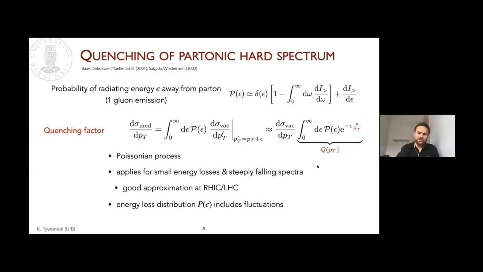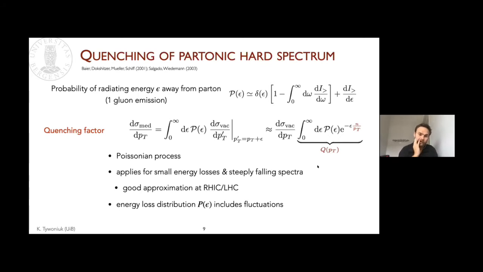So this probability distribution here, I just wrote it out for one gluon emission. By construction, it is a probability. So if I integrate over epsilon, the amount of energy being radiated, I get back one. And in the end, you can iterate this to have n gluon emissions, an arbitrary number of gluon emissions, of course using a Poissonian ansatz. So, how does this actually affect the spectrum itself?